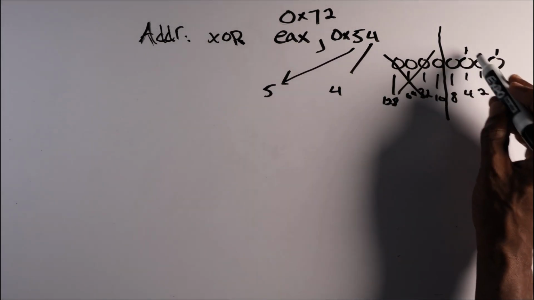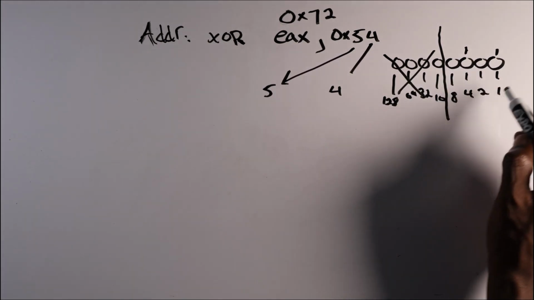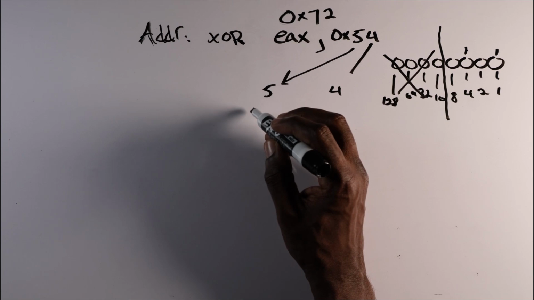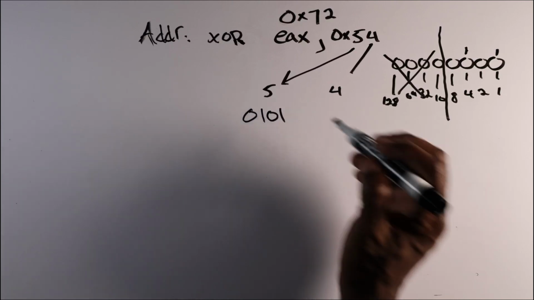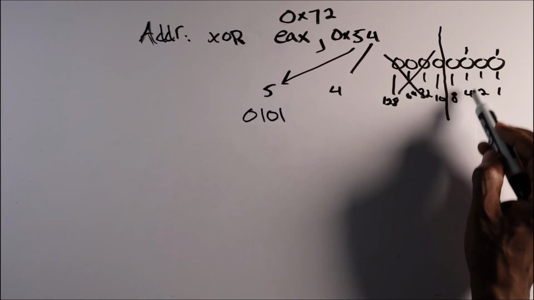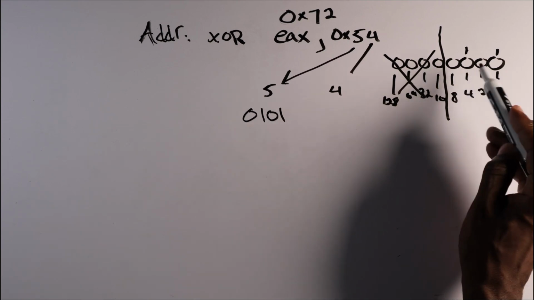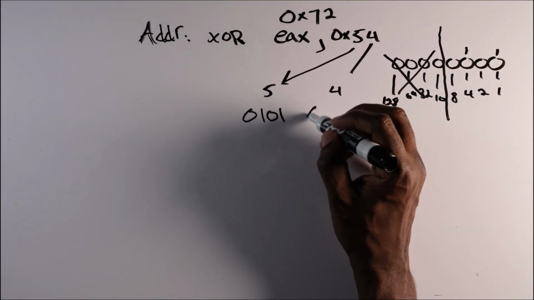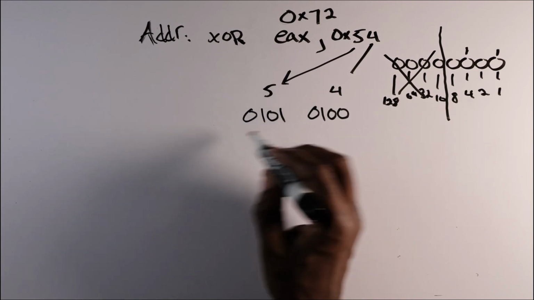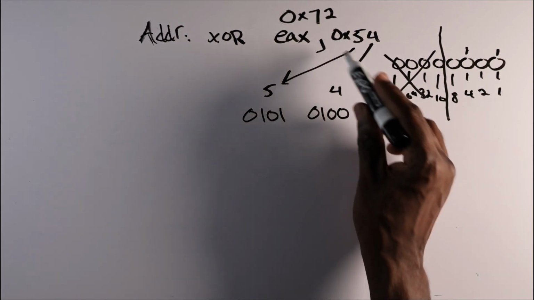So for this, we have 4. So it's 0, 1, 0, 1, because we toggled 4 and 1 on. So 5 would be 0, 1, 0, 1. And then for 4, we just toggle the 4 to get to 4. So that's 0, 1, 0, 0. And that's our full binary for the 0x54.